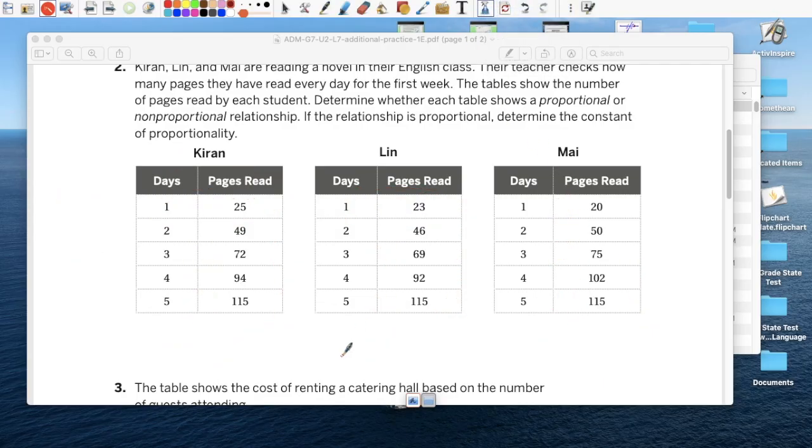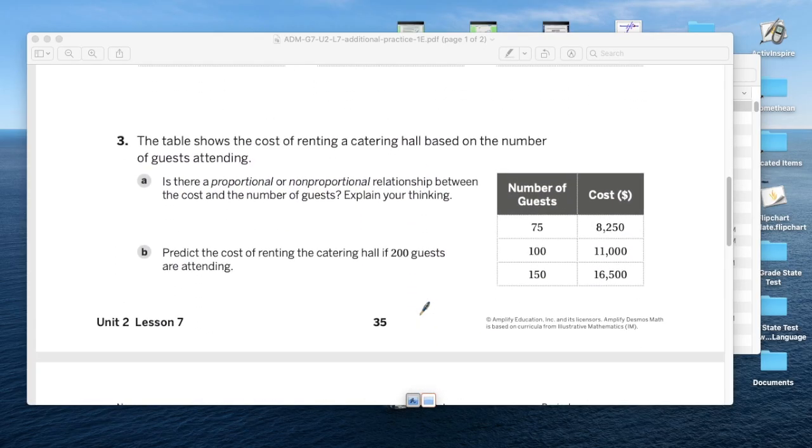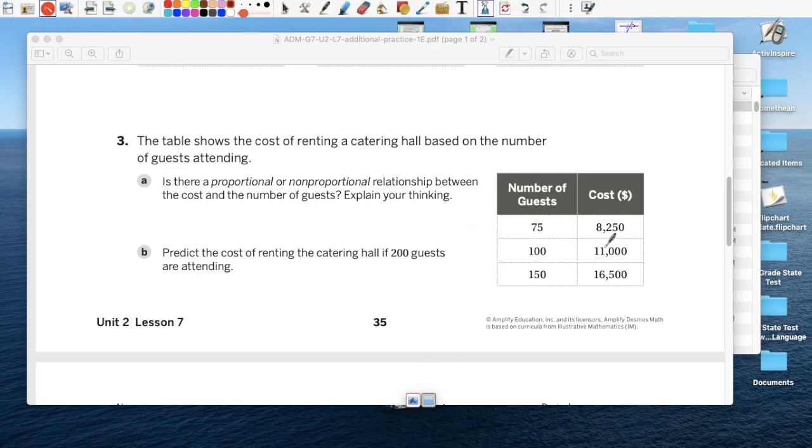The table shows the cost of renting a catering hall, based on the number of guests. So if you have 75 people, they're going to charge you $8,250; 100 people, $11,000; 150 people, $16,500. Is it proportional or not? Well, what if I have one person coming to my party? How much will I pay?